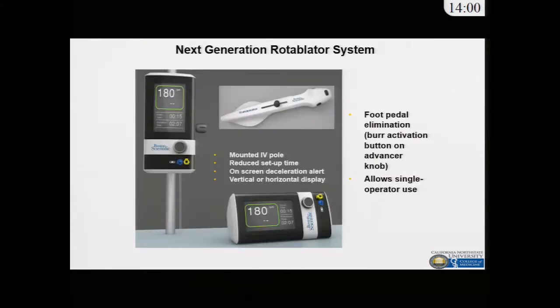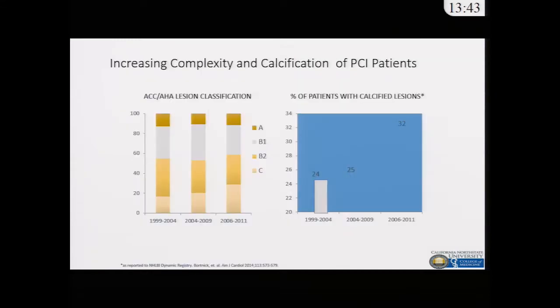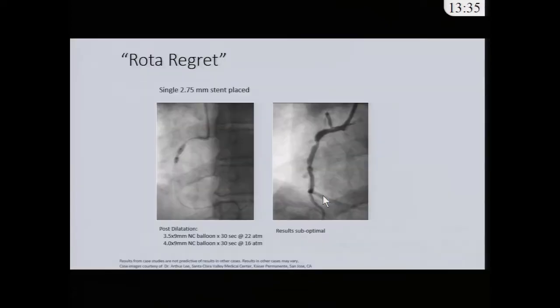Even though it's been around for 20 years, there's a next generation coming soon, but in reality, the principles are the same, and it's just really to help the staff feel a little bit more comfortable with using the device. What's happened, though, over the last 20 years is that much more complex lesions are being done today, and we still have episodes of roto-regret.